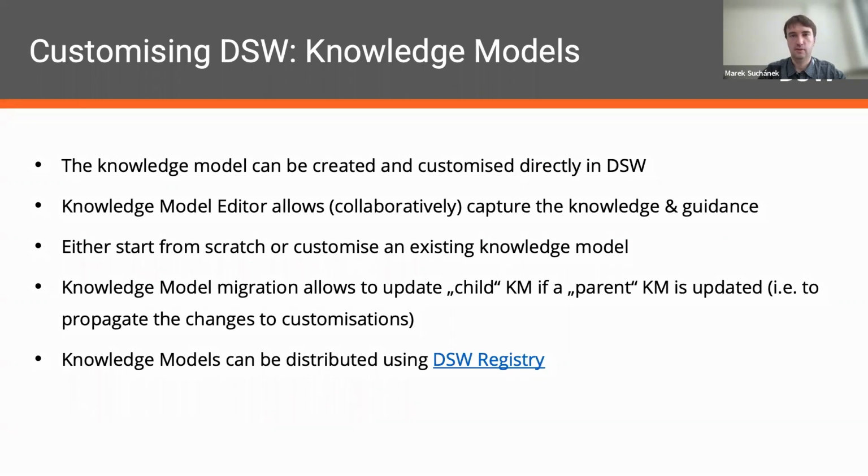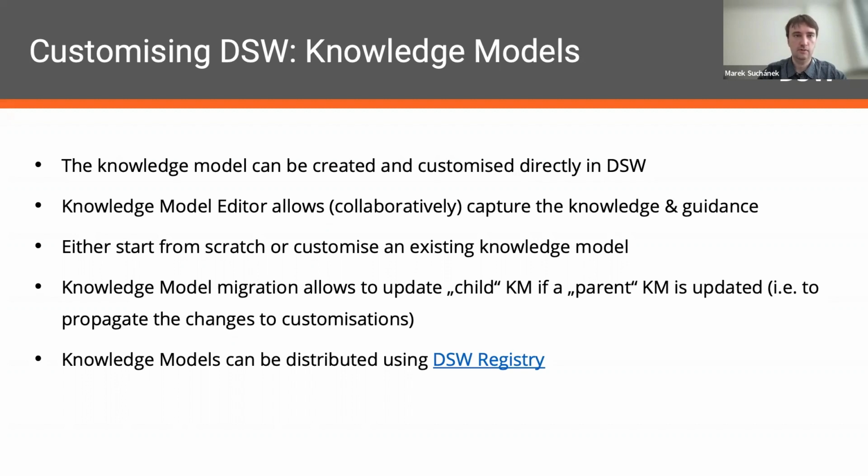For example, in some institutions, they do not have this institutional repository, so they can remove that answer from that question that we saw, and, for example, place their other guidance for the users of their own, and have this knowledge model based on ours. And when our parent knowledge model is updated, they can propagate the changes again. So there are these two types of migrations.